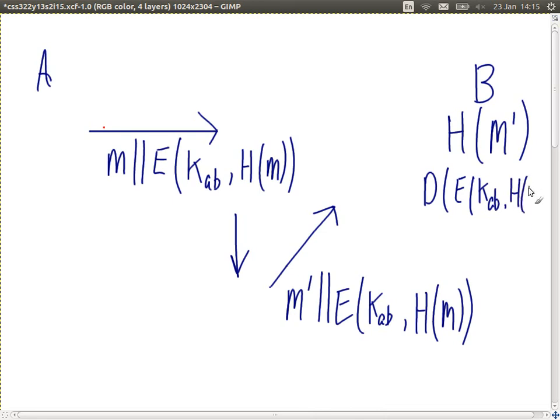I'm going to run out of space. What's the answer when we decrypt that? What do we get? And I've made a mistake. I should have included KAB in here. Sorry. Decrypt using KAB, this part. We get H of M as output. H of M was encrypted with KAB, we decrypt with KAB, therefore we get the original H of M, the hash of M.